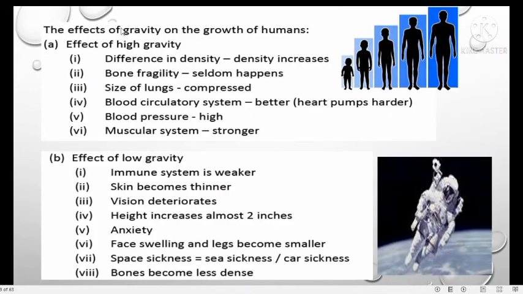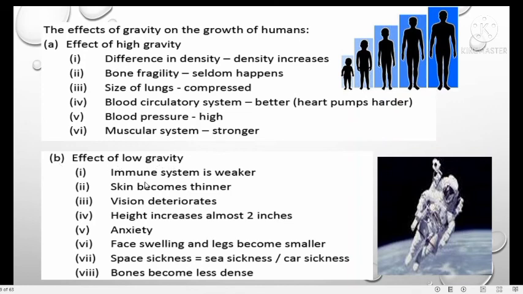So you can see the effects of gravity on the growth of humans. Effects of high gravity: the first one, a difference in density. Density increases. Bone fragility seldom happens. The size of the lungs is compressed. The blood circulatory system will cause the heart to pump harder. Blood pressure will increase. And the muscular system will become stronger. This is due to high gravity.